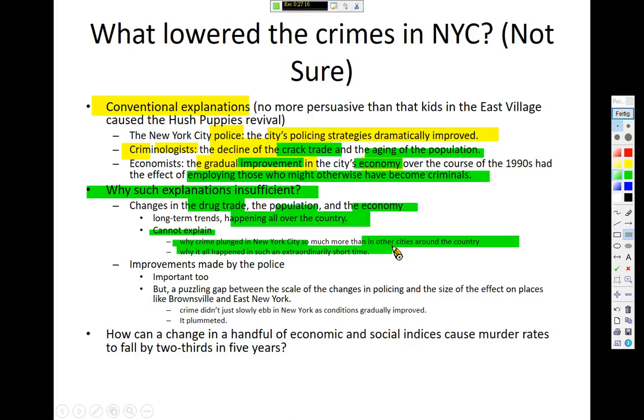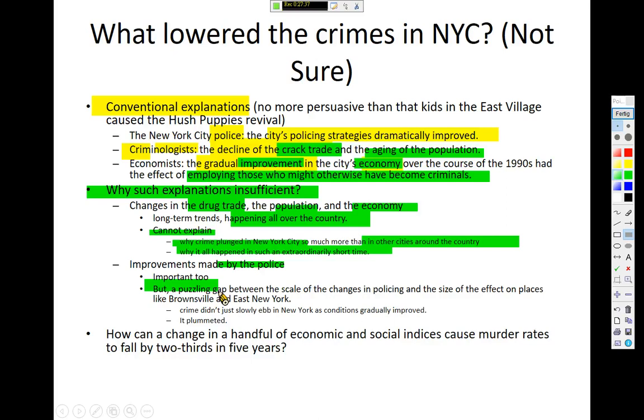This is provided by economists and criminologists, right? But how about the police? Okay, let's look at the improvements by the police. They are important, of course. We cannot deny that. Police should do something, and they have done something, make something happen.